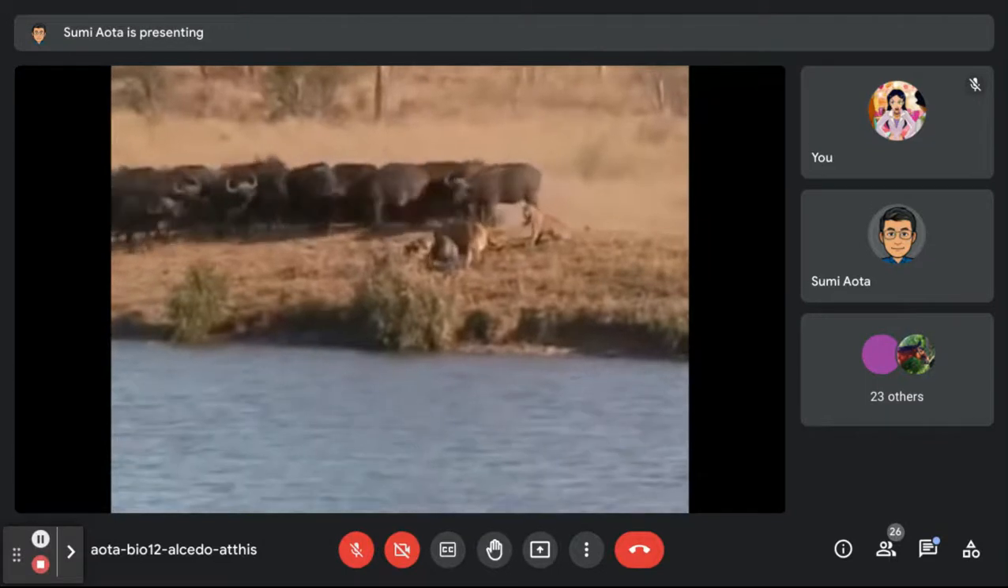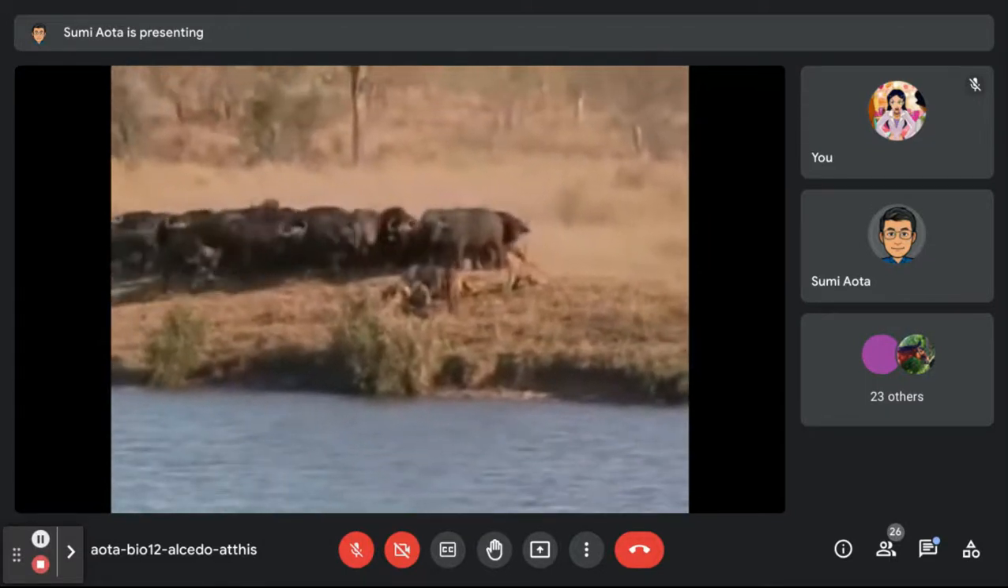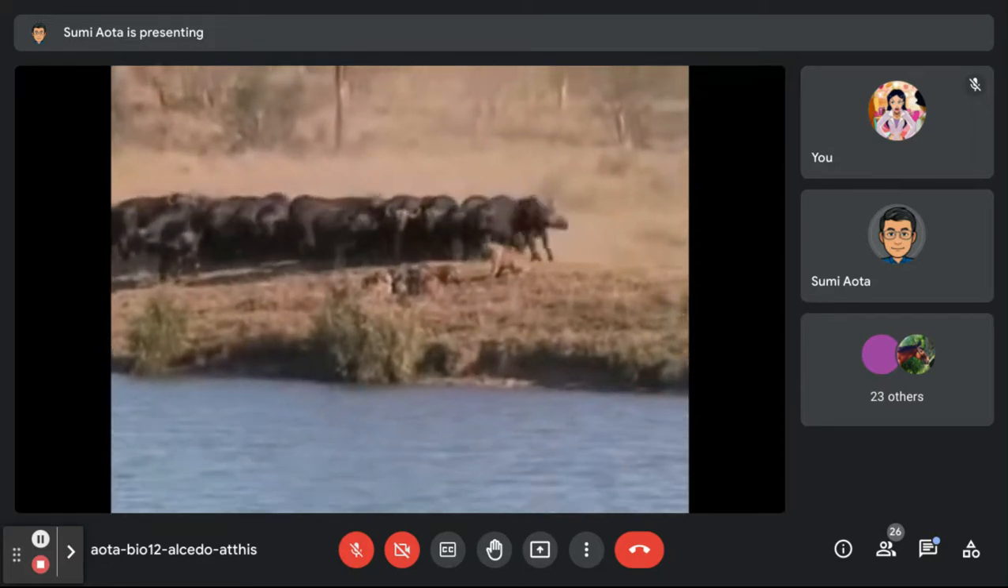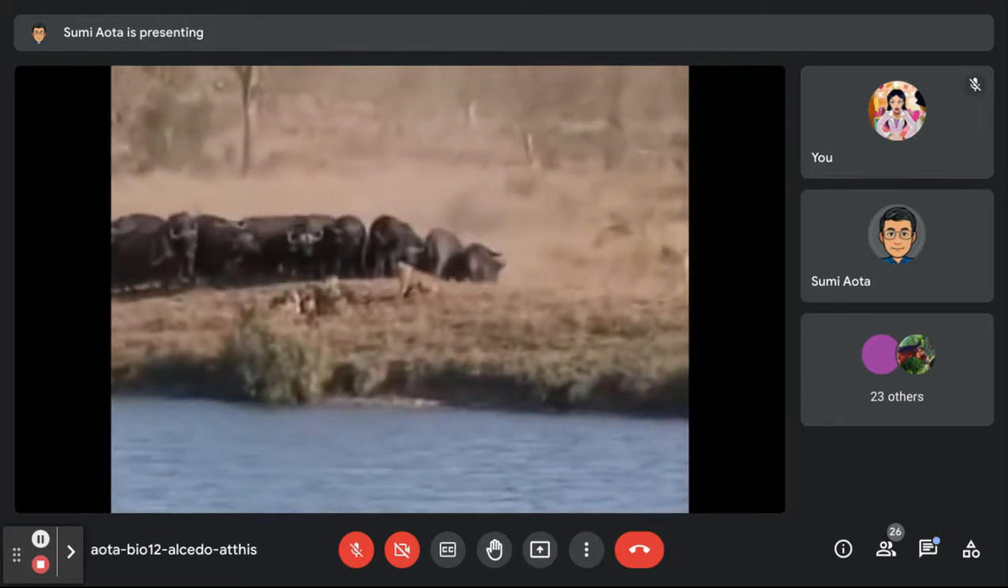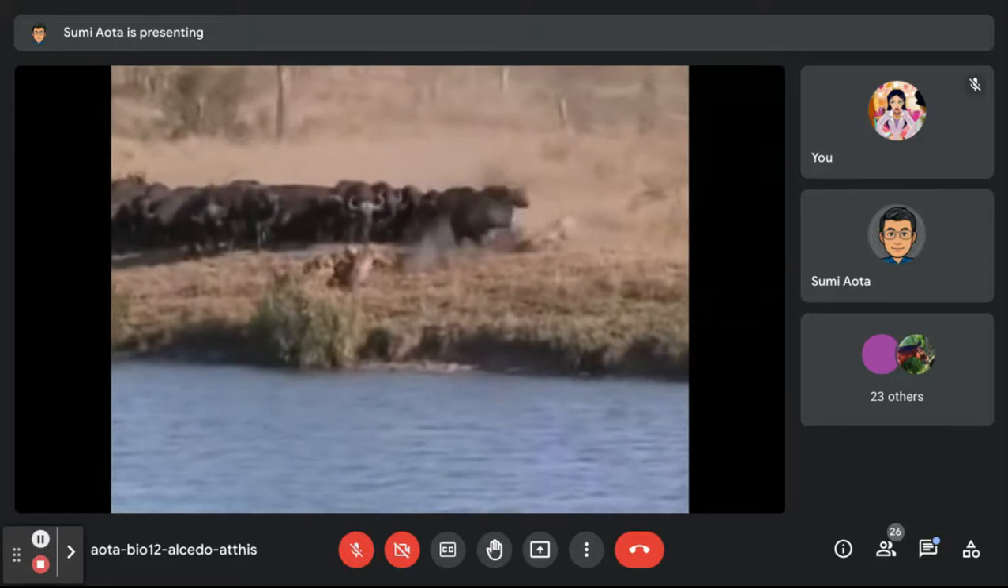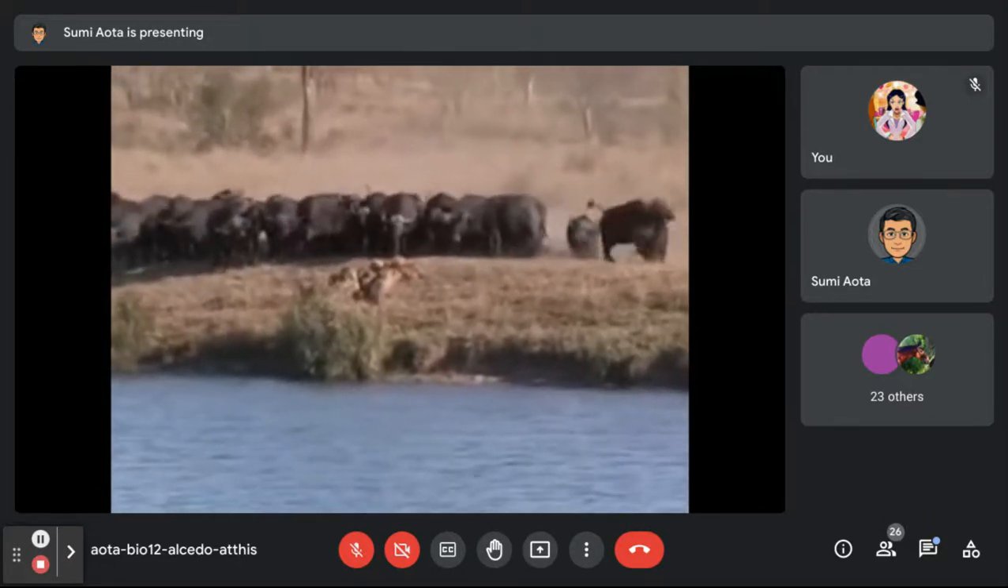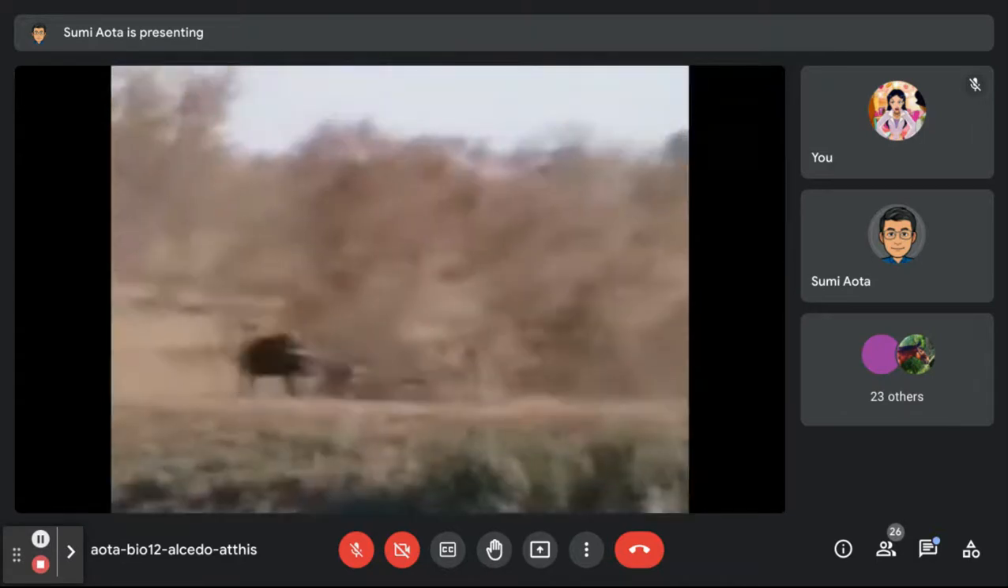Hey, you guys, you cannot believe what's going on here. There's a big fight here between lions, crocodiles, and buffaloes. Whoa! He swatted at him and kicked at him. He's kicking at him. Look, he's kicking at him.